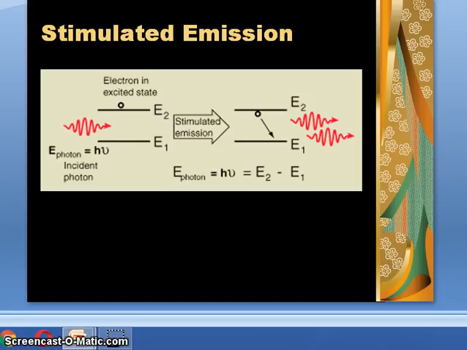In stimulated emission, when a photon of energy h nu is incident on the lower energy state, the atom or electron absorbs this photon and jumps to the excited state E2. And another photon stimulates this electron, then the electron jumps to the lower energy state by emitting two photons.